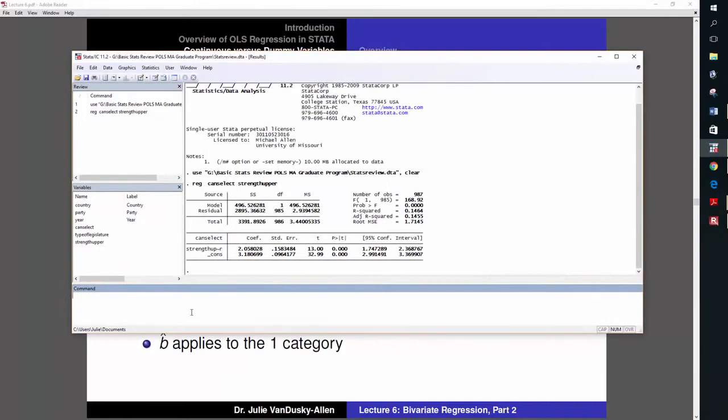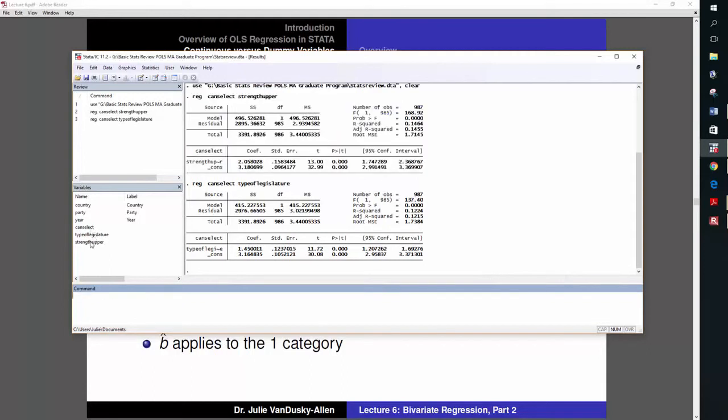I'm going to regress type of legislature on candidate selection in STATA. And here are the results. The coefficient for type of legislature is positive, and it is significant at the 0.001 level, so I can interpret it. The coefficient is 1.450011. So what does this mean?